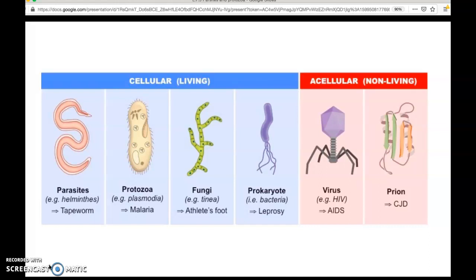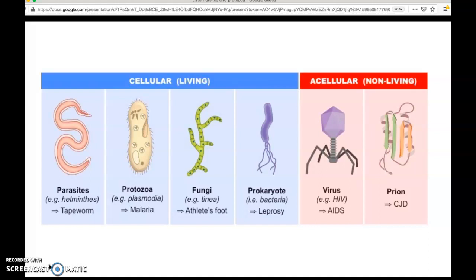So here's a chart for you of some examples of our parasites. So parasites can be helminths, which are worm categories. They can be protozoa, which we're going to learn about in a second. They could be fungi, like athlete's foot. They could be prokaryotes, the bacteria that causes leprosy. They could be viruses, like HIV, or they could be prions or proteins, like CJD.